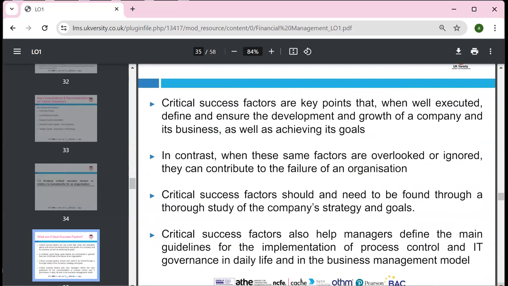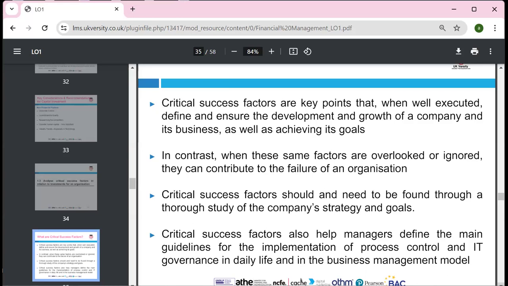Okay, then we have 1.3, analyze the critical success factors, CSFs, in any organization. Critical success factors are the key points to execute and expand, which we need to ensure the development and growth of the company. Businesses achieve the crucial factors of key performance. In contrast, when the same factors are overlooked or ignored, they contribute to failure, like research and development.